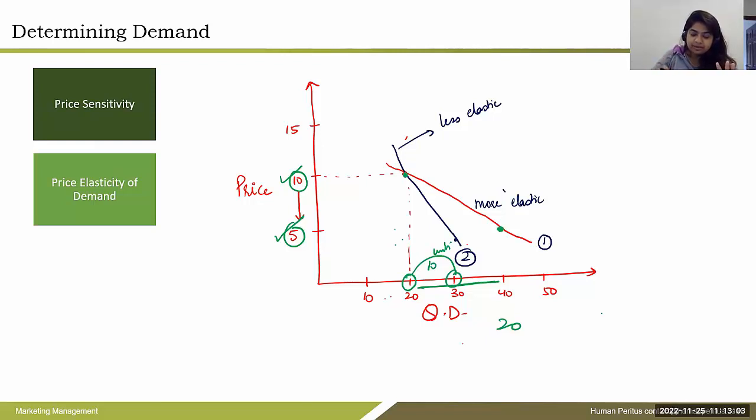Okay. Am I clear with what is price sensitivity? What is price elasticity? Price sensitivity is how much the quantity demanded will change in response to the change in price. This is measured through price elasticity of demand. With this amount of price change, the quantity demanded changes this or this. If your market is very sensitive, you have to be very careful because a slight change in price will make your competitors come in. So depending on all these factors, you have to decide the price.